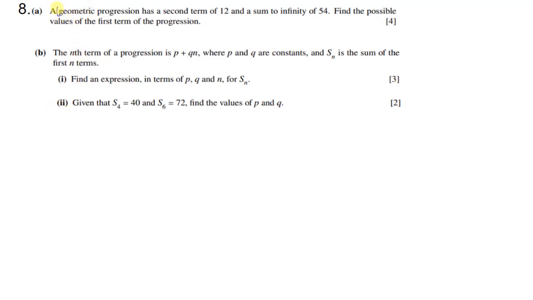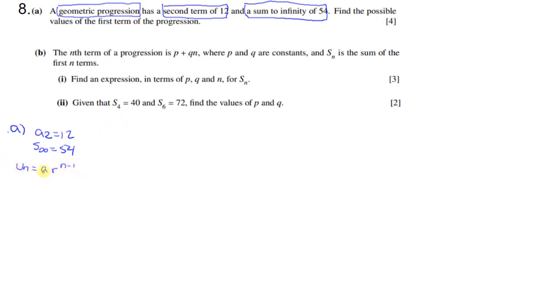Okay, so in number 8, we got a geometric progression. The second term is 12, and the sum to infinity is 54. So find the possible values for the first term. They're letting us know there's more than one possibility, and they give us this information. So let's use the formulas we have available to us.